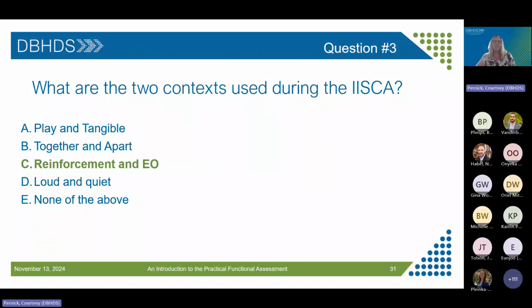All right, and that answer is C, reinforcement and EO. Well done.